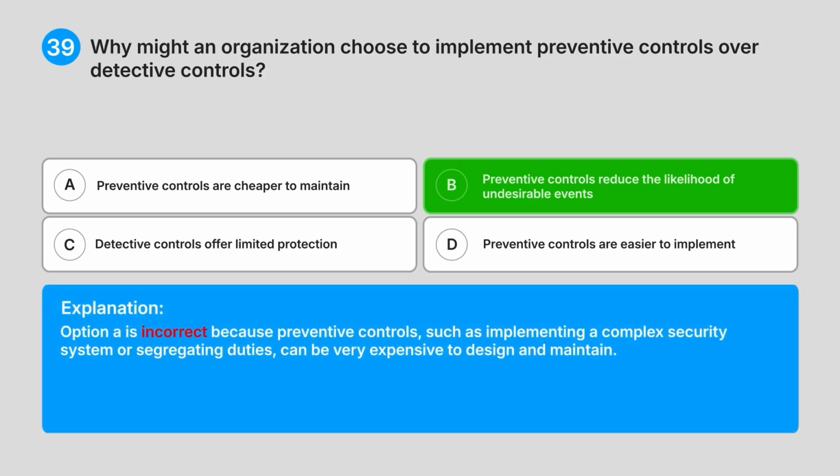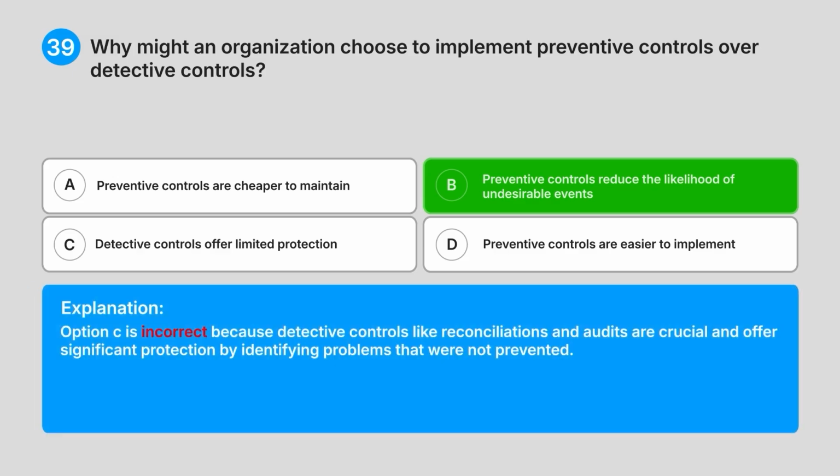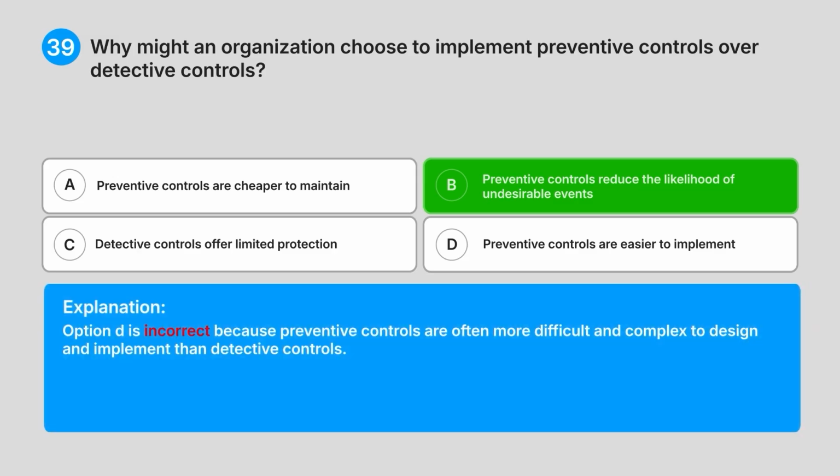Option A is incorrect because preventive controls such as implementing a complex security system or segregating duties can be very expensive to design and maintain. Option C is incorrect because detective controls like reconciliations and audits are crucial and offer significant protection by identifying problems that were not prevented. Option D is incorrect because preventive controls are often more difficult and complex to design and implement than detective controls.